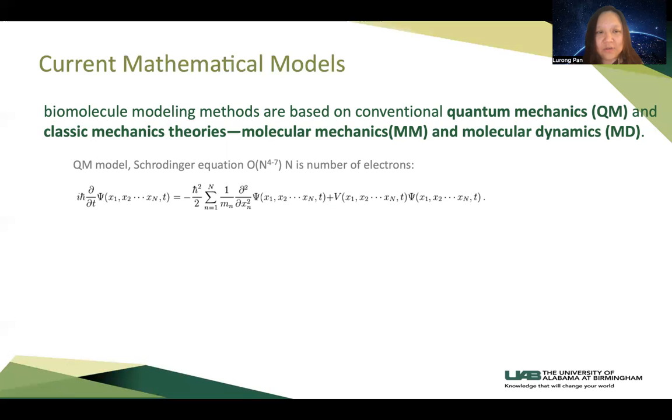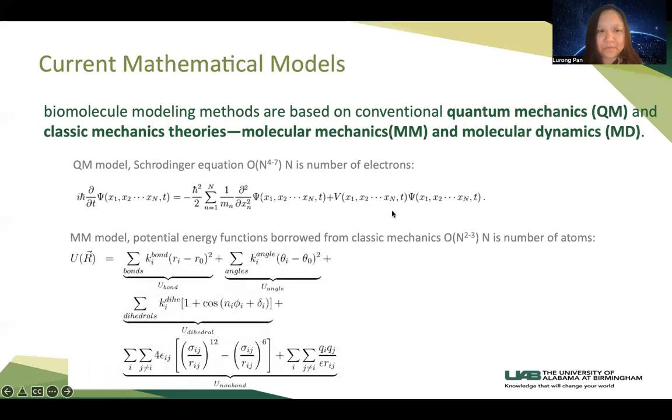Solving this Schrodinger equation has been quite difficult in previous methods. People have been applying approximated methods to solve the Schrodinger equation. Currently, a variety of methods have come out, and the computational complexity of such methods is up to N to the power of 4 to 7, where N is the number of electrons in the system.